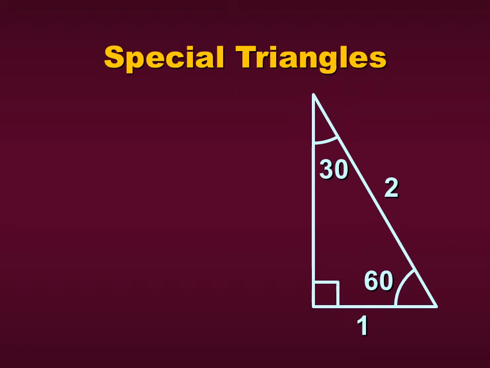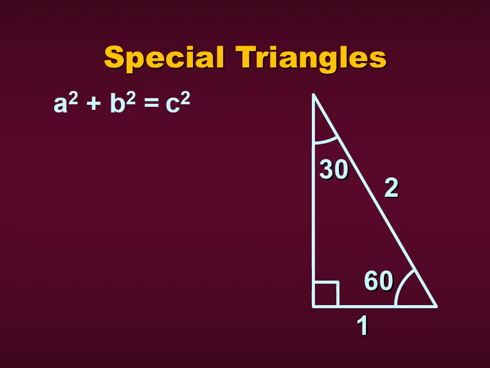Now let's look at another special triangle, a 30-60 triangle. If we were to add another 30-60 triangle here, we would have an equilateral triangle, right? Because this would be 60 and this would be 60, which means that this is 1 and this is 2. This would also be 2 and this would also be 2, the whole length here.